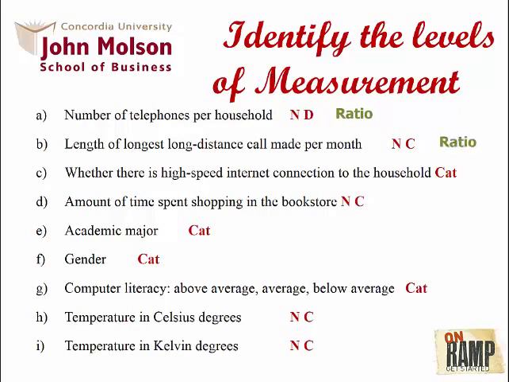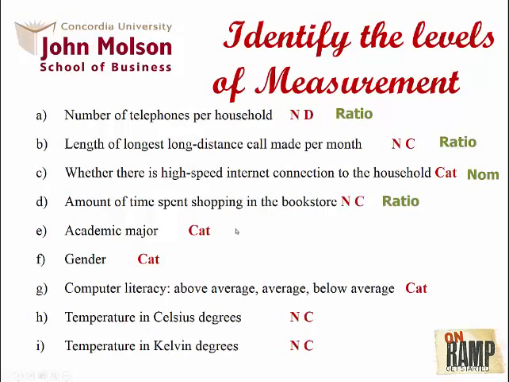Whether there is high-speed internet connection in the household. Is it nominal or ordinal? Is there an order? No, there's no order, so it's simply nominal. It's yes or no. Time spent in the bookstore. Is it possible that you don't spend any time at all in the bookstore? So there is a true zero, it's ratio.